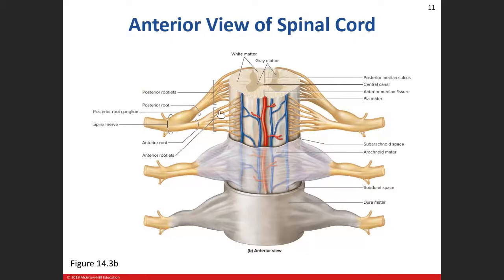If we go internal, you can see here's the pia mater. It's directly adhering onto the spinal cord. Then we're loaded with some blood vessels. Then the arachnoid mater, that's the middle layer, surrounding this region. Then the dura mater is the outermost layer. You can see everything that it covers here.